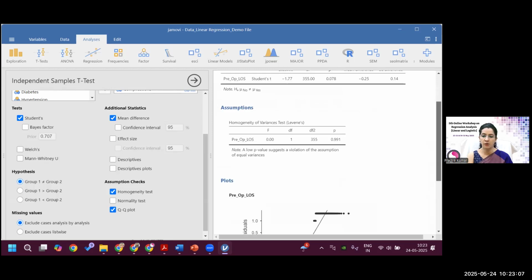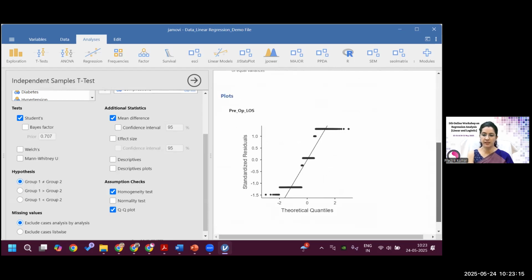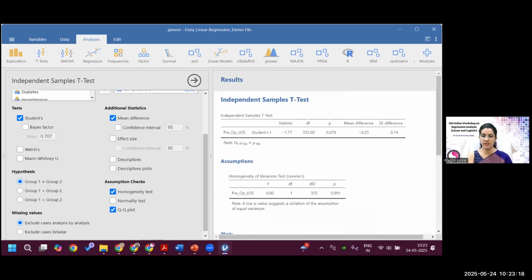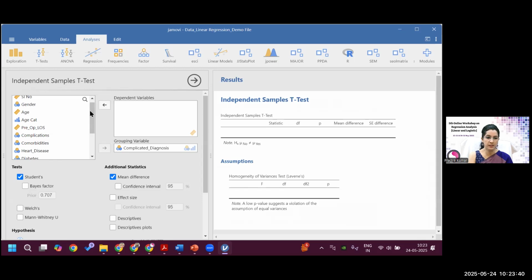And if you see the normality, since pre-op LOS has only three values, 0, 1, and 2, that's why it is coming like this. And then you can check the t-test. You will see that it is 0.07, so it is borderline significant, you can say. That's why probably it has been taken. Then again, if you see another grouping variable like comorbid complicated diagnosis, you can change it and see. Complicated diagnosis is not significant. Okay, I'm sorry, this is pre-op LOS. I think I have taken a wrong variable. It should be the LOS.